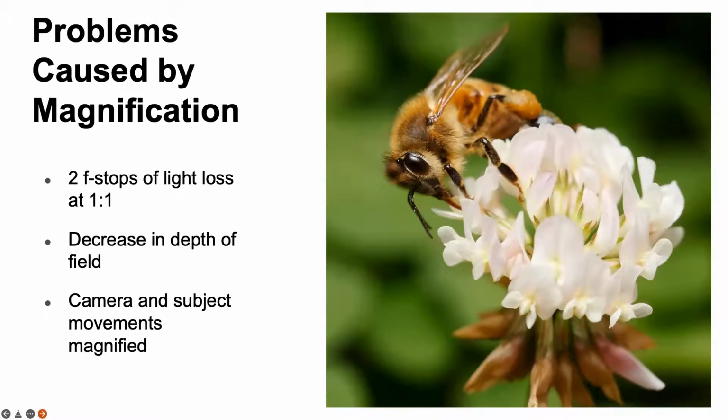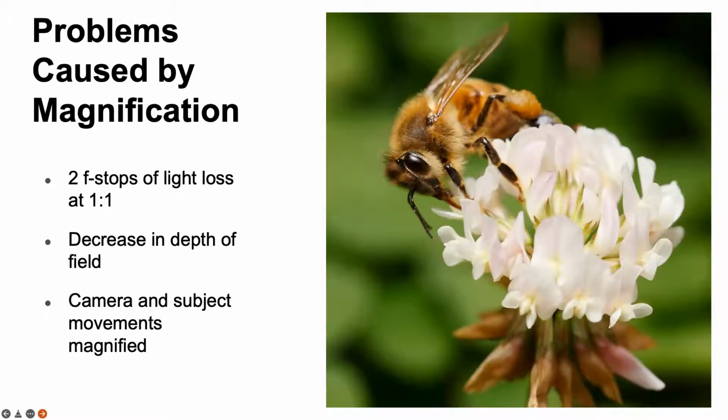And when you magnify this tiny little honeybee at 1:1, you lose 2 f-stops of light. So remember that chart? When you zoom in to 1:1, you have to move 2 stops over because you lost 2 stops of light during the magnification process, which is a huge problem. There's also a decrease in depth of field at 1:1. We have to shoot at f8 or f11 just to get anything in focus.